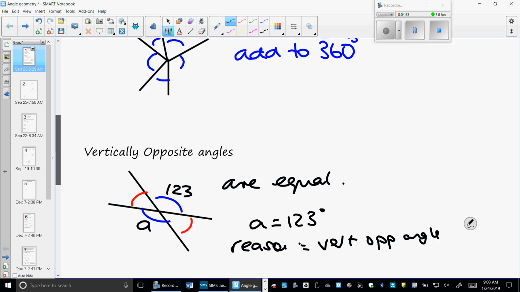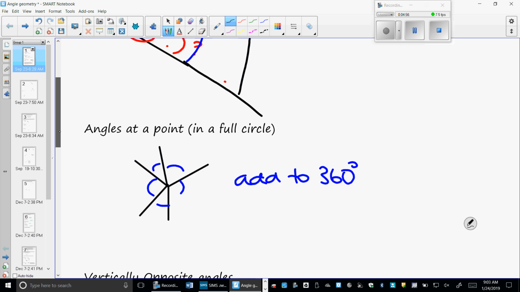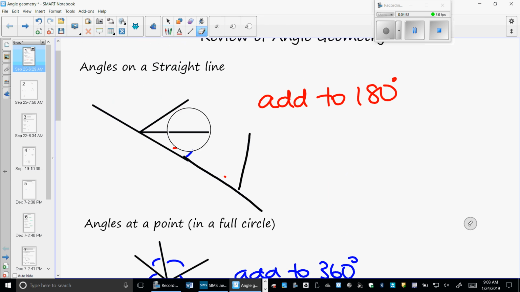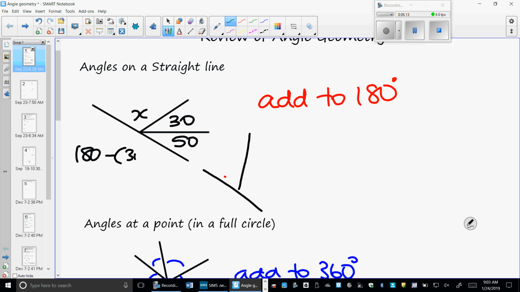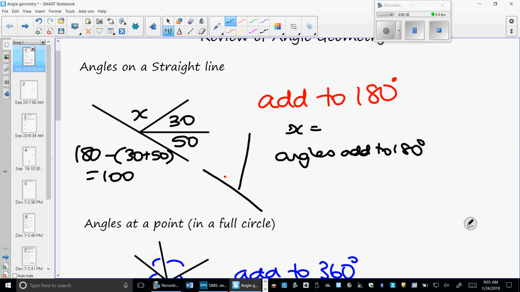Alright? So if, for example, we were doing this one up here, and I was asked to find this angle, and I know this is 30 and that's 50, because they're easy numbers. I would find this angle here by doing 180 subtract 30 and 50, and so I would know that my angle was 100. Okay, that is not my reason. My reason is that the angles add to 180. So my answer would be that x was 100, and the reason is that the angles add to 180.